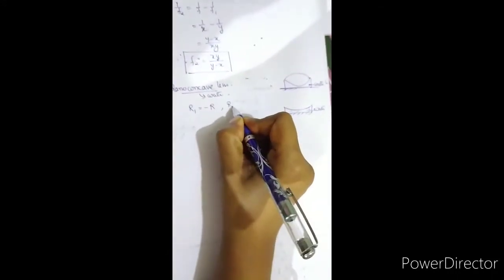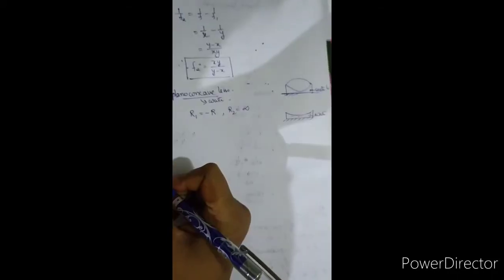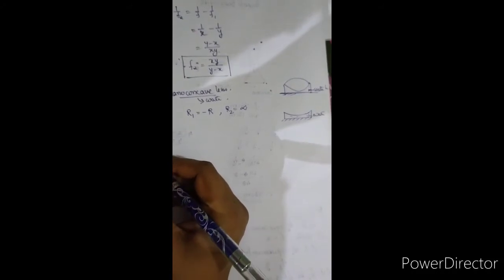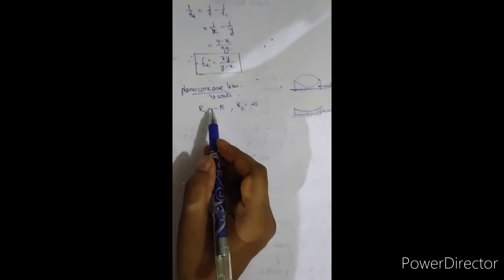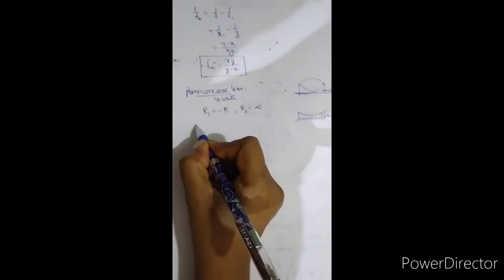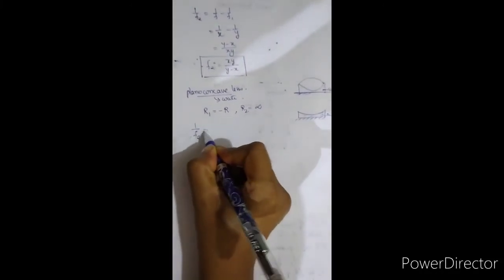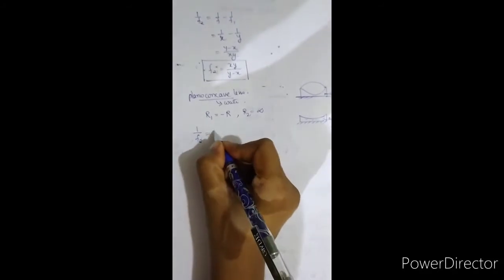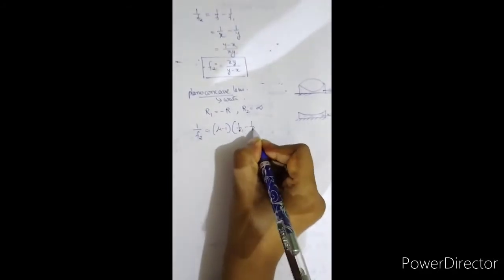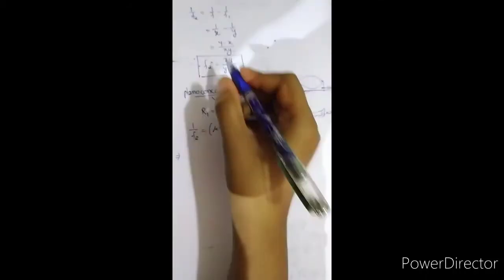And the radius R2 will be what? Infinity, because it is plano concave. I told you in the last class that if it is plano convex, R2 will always be infinity. Then what will be by the Lensmaker formula? F2 will be equal to (mu minus 1) into (1 by R1 minus 1 by R2). So F2 we already got.